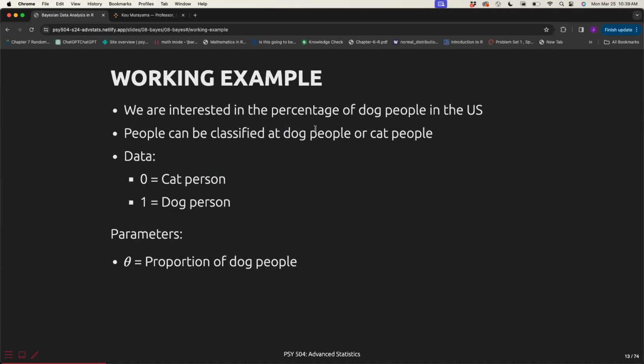So let's say we're interested in the percentage of dog people in the US. State of facts, people could be classified as dog people or cat people. Who in here are cat people? Who in here are dog people? Okay, see, so you're either a cat person or a dog person. So our data is 0 is a cat person and 1 is a dog person, and we're going to be looking at just one parameter. This is theta, and this is the proportion of dog people.